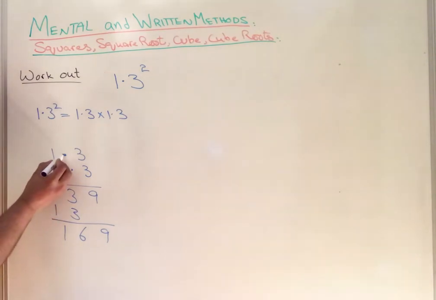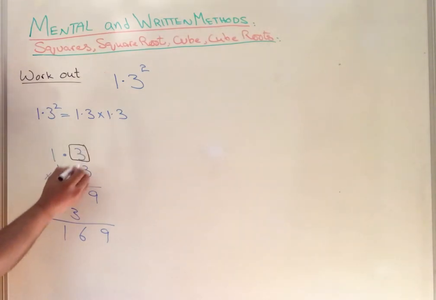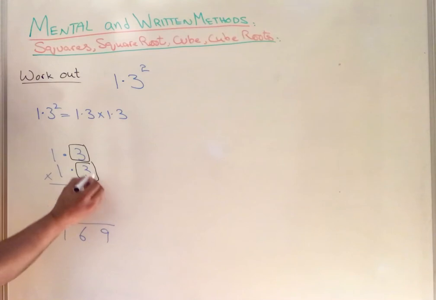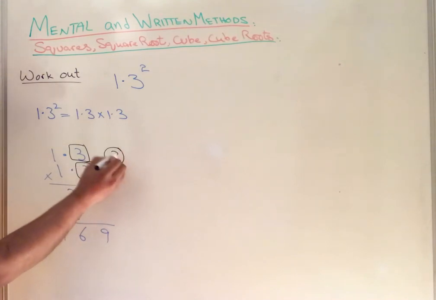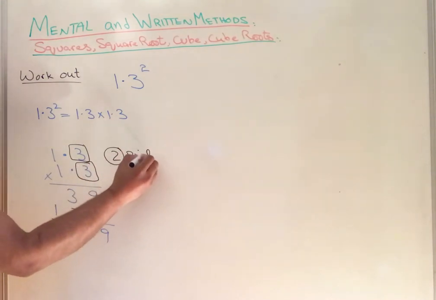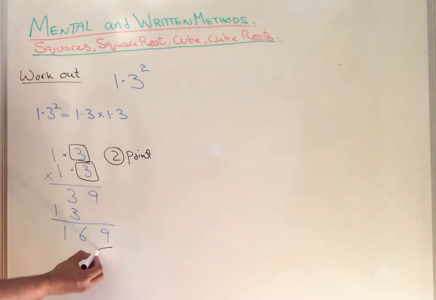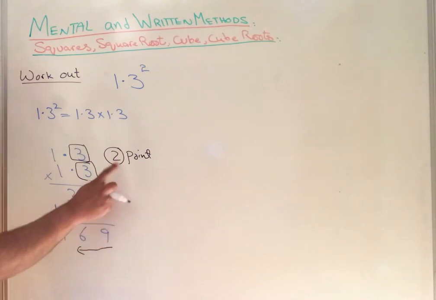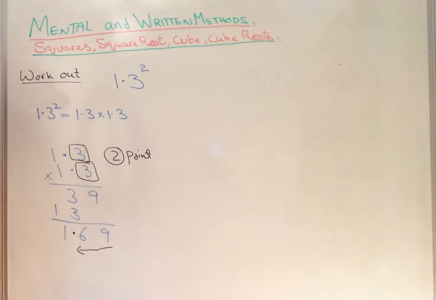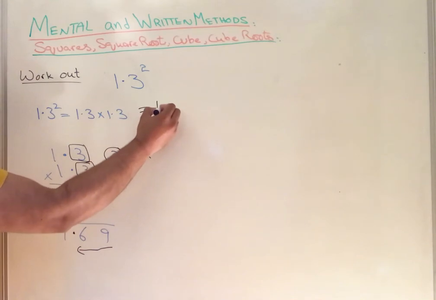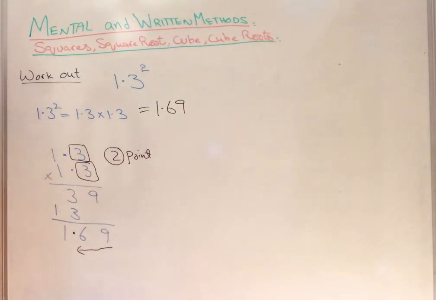Now we need to work out after how many places we need to put the decimal point. Now you can see decimal, 1 place, decimal, 1 place. How many places? 2 places, from right to left. So this is the first place and this is the second place. The decimal point comes here. So the answer will be 1.69. This is the answer. So you have to be very careful with that when you're doing these.